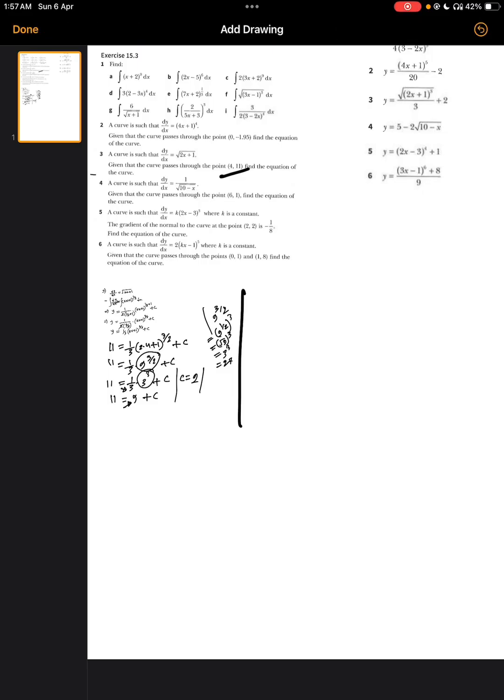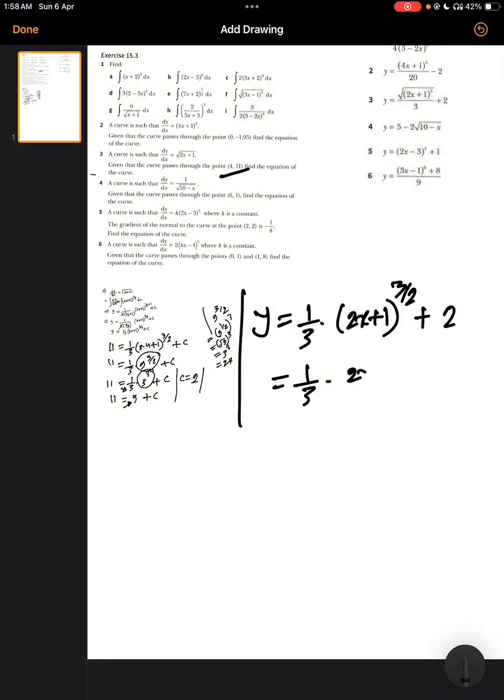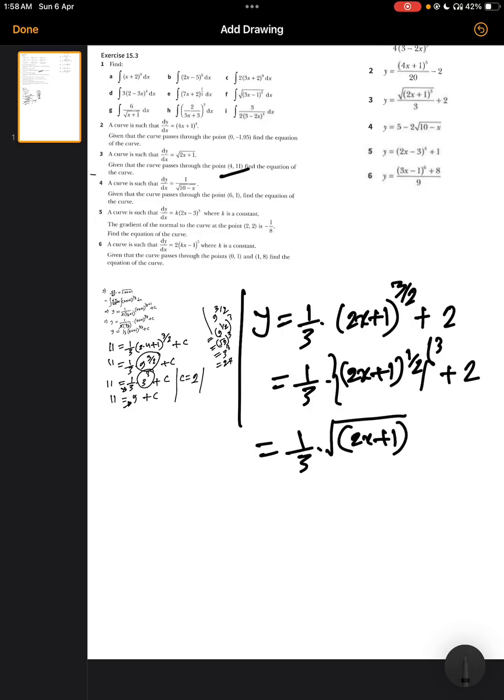Algebra is pretty much important here. So our y result would be 1 by 3 times (2x plus 1) to the power 3 by 2 plus 2 here. So I can modify this result this way: (2x plus 1) to the power 1 by 2, the whole thing to the power 3, plus 2. So 1 by 3 times the square root of (2x plus 1), and this total whole value to the power 3 here, plus 2.